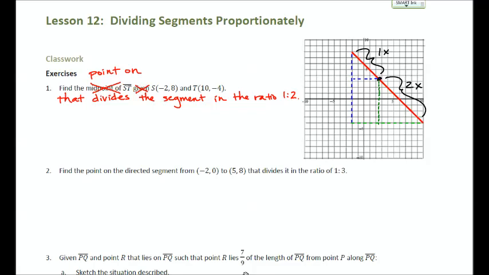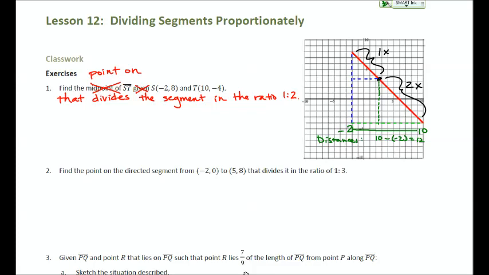So let's use some numbers here. In the x direction, I start at -2, and I end at 10. And so the length here, this length, has a length of 10 minus -2, which is 12. It's 12 long. Okay, and I'm looking just at distances right now.